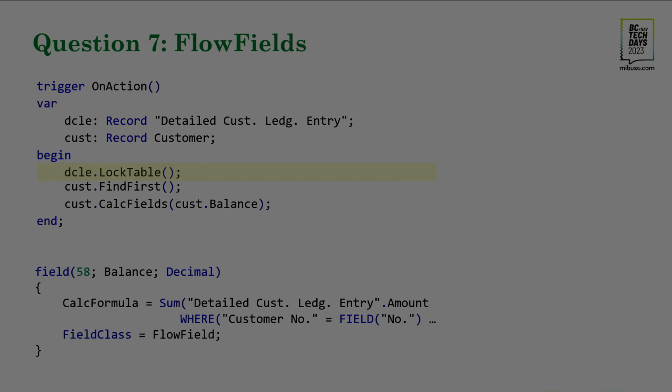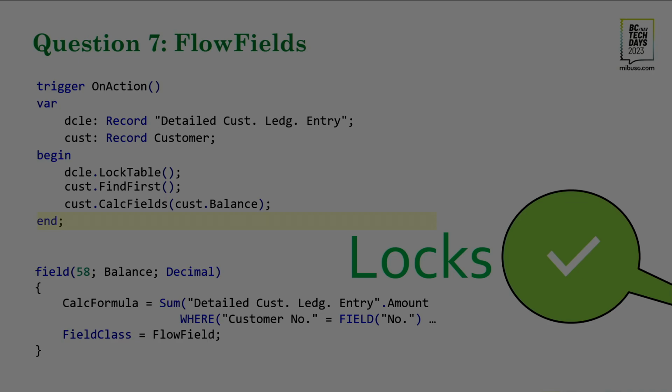Now, this is my favorite example. Here, we are doing a LockTable on detailed customer ledger entries. We are finding the customer, and then we are calculating balance on the customer. So is it going to lock or not? Yes, the answer is yes, it does. This is very confusing. Most of the people say no, because they expect that we are using some kind of SIFT indexes and things. No, SQL will do the lock here. So we will lock the detailed customer ledger entries. And it is usually a bad lock, because we can lock a lot of records.